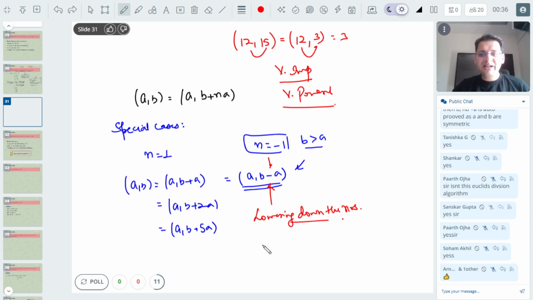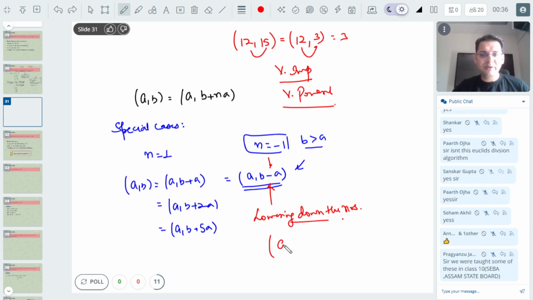And see, if there are bigger numbers, let's say we have to find GCD of maybe 10 and 25. So what I'll do is 10, 25 minus 10. Instead of doing minus 10, I'll do minus 2 times 10. So 10 and 5, which is clearly 5.